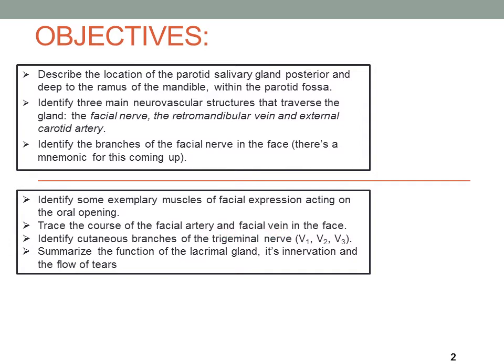Then we're going to trace the course of the facial artery and the facial vein in the face. Then we want to have a look at the cutaneous branches of the trigeminal nerve, cranial nerve number 5. These are called V1, V2, and V3, or ophthalmic, maxillary, and mandibular division. And then last but not least, we want to summarize the function of the lacrimal gland, its innervation, and the flow of tears. We might just have a look at this very briefly because we're going to look at it in detail when we deal with the orbit.